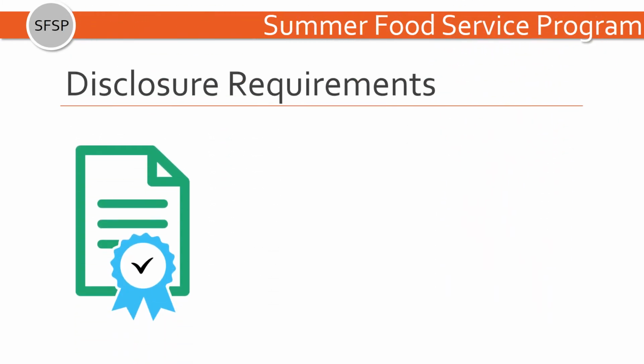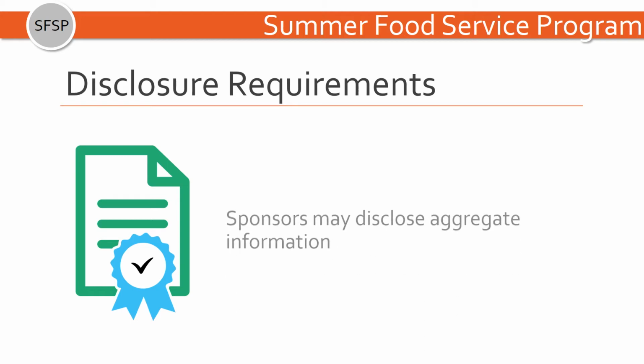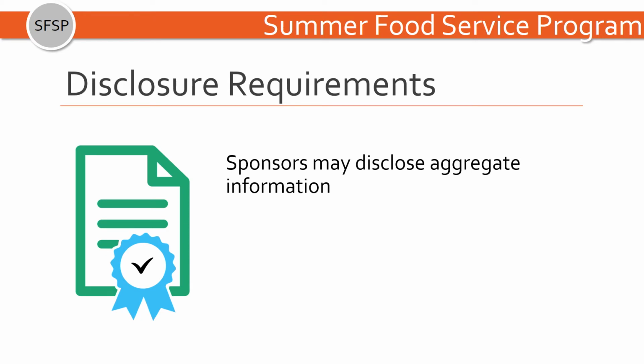When SFSP sponsors have to obtain individual eligibility information, they can obtain a child's eligibility status from another child nutrition program operator to expedite the certification process. Schools and other child nutrition program operators may disclose aggregate information to the public without parental notification. This is allowed as long as an individual or group of children's eligibility cannot be identified through release of the aggregate data or by means of deduction.